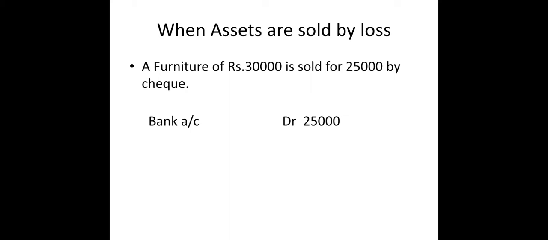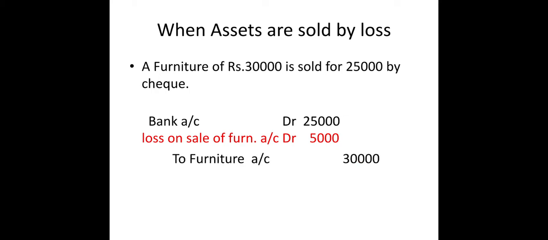There is a loss of 5,000. So we have to write loss on sale of furniture account debit 5,000. And in credit, you know what to write. Furniture goes out, student. So to furniture account, and that will be 30,000 because the book value, the price of furniture is 30,000. Student, remember the total of debit and credit must be equal, and here it is equal. If we don't write this 5,000 loss, then it will become unequal, imbalance.